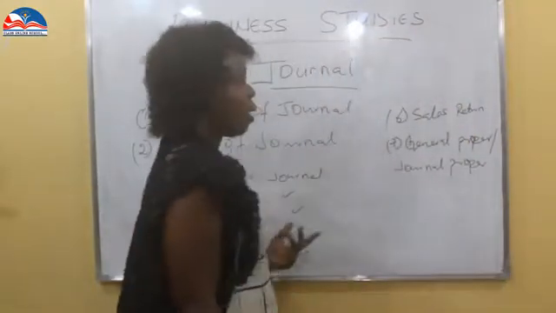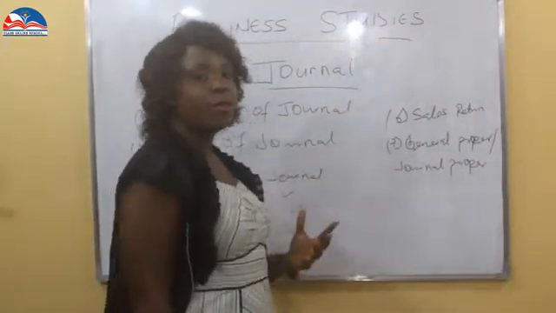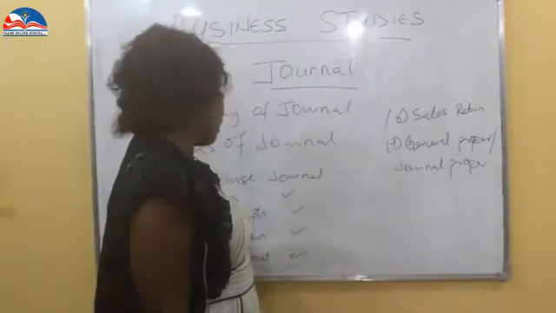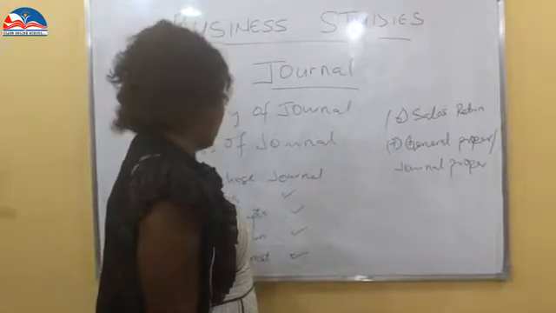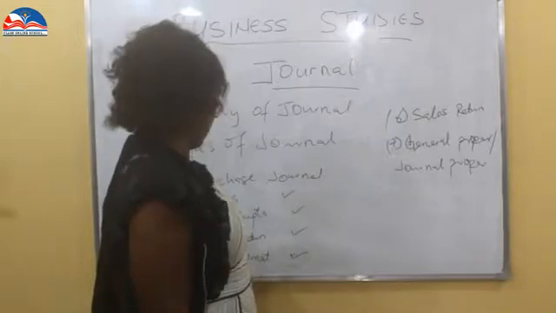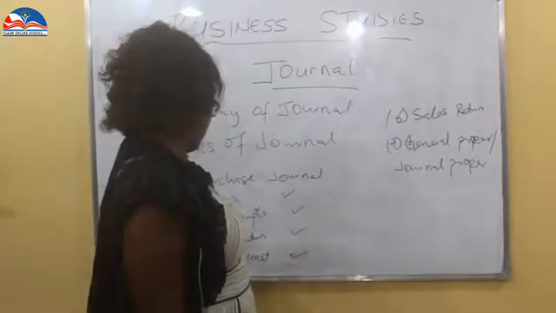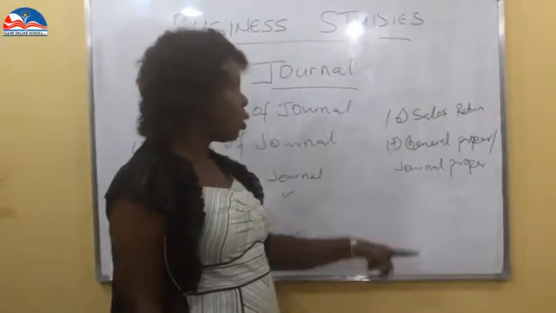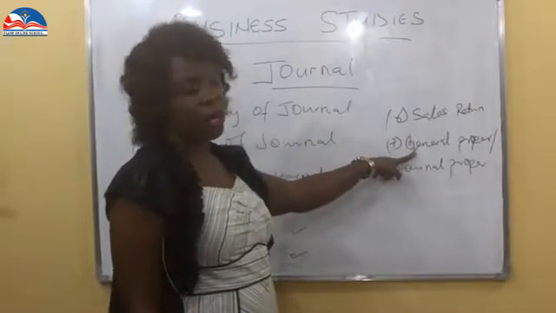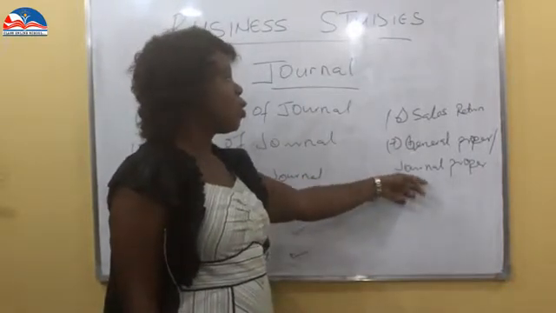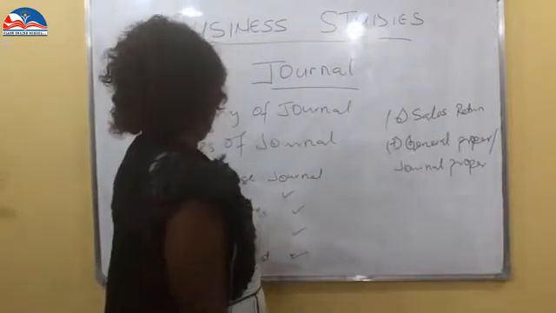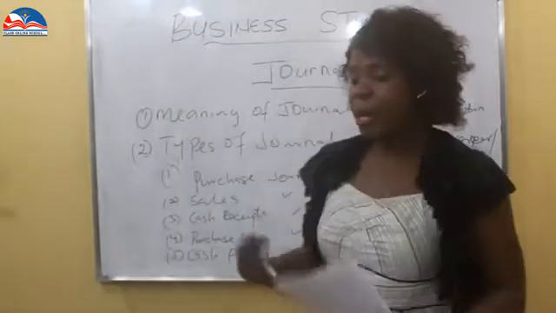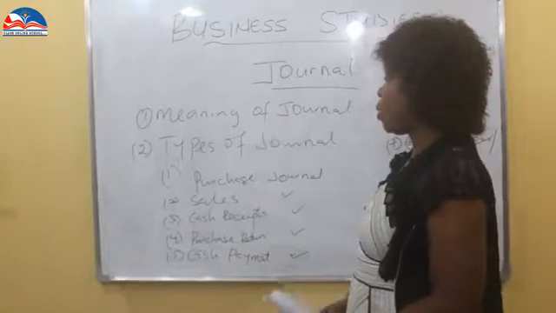Basically in bookkeeping, we have 7 types of journal. We have the purchase journal, the sales journal, the cash receipts journal, the purchase return journal, the cash payment journal, the sales return journal. Then we have the general journal, or sometimes it is referred to as the journal proper. These are the 7 types of journals that we have. Now let's try to explain them one after the other.